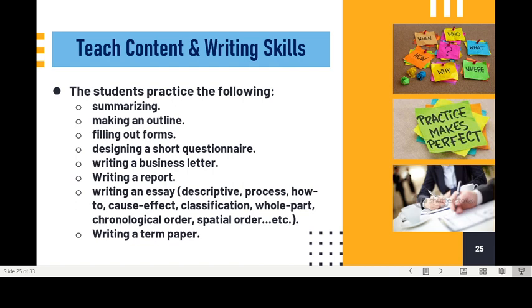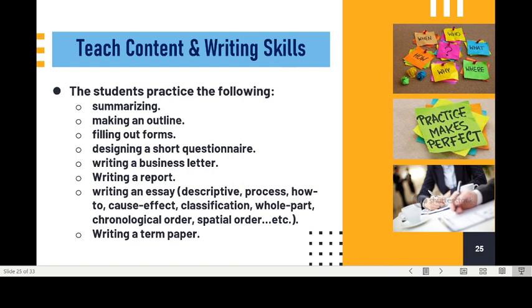So the students may practice summarization, they can make an outline, they can fill out forms, they can design a short questionnaire, they can write a business letter, write a report, write an essay, and the essay can be a descriptive essay, process essay, how-to essay, cause-effect essay, classification, whole part, chronology essay, spatial order, and so on.